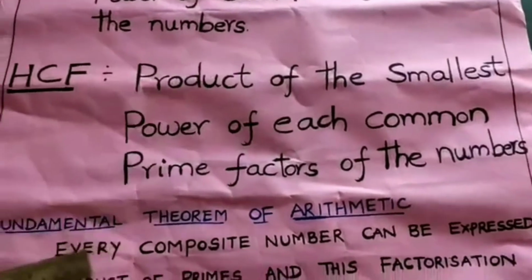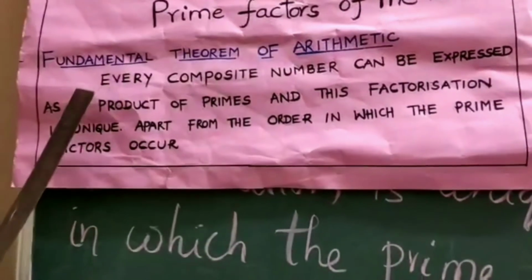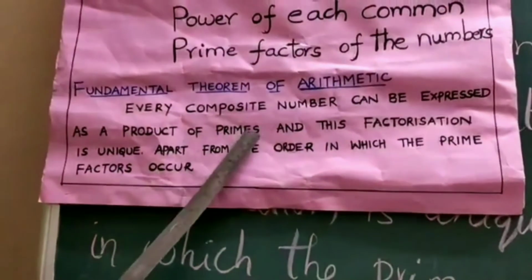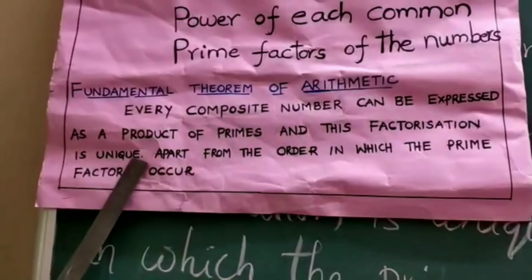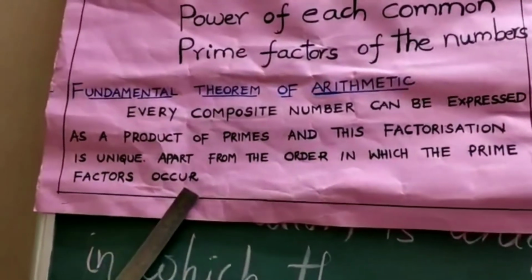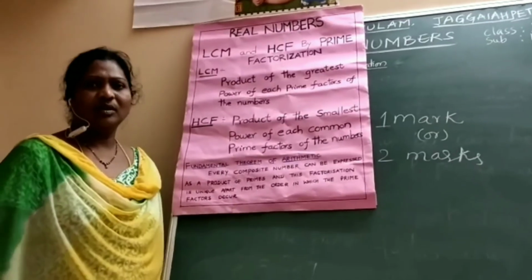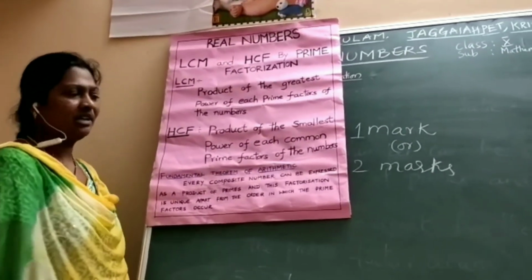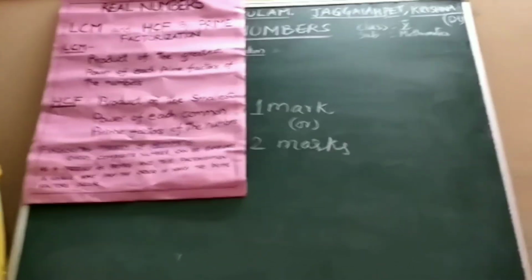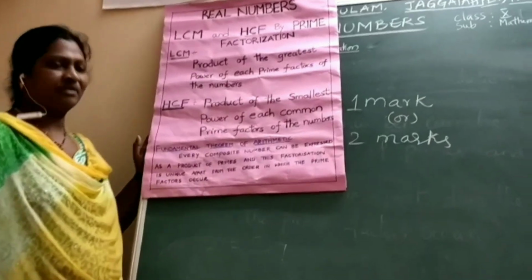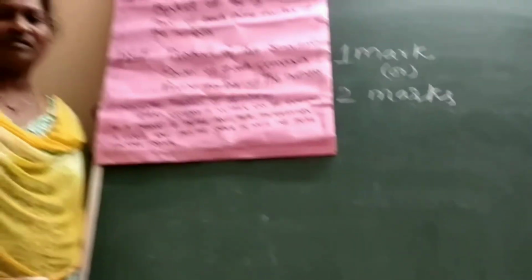Okay children? Now again, the fundamental theorem of arithmetic. Okay, I told you now, every composite number can be expressed as a product of primes and this factorization is unique apart from the order in which the prime factors occur. Okay children? Hope you understood. For this topic we will have 1 mark and 2 marks questions in the public examination. And not only that, they also ask the fundamental theorem of arithmetic for 1 mark.